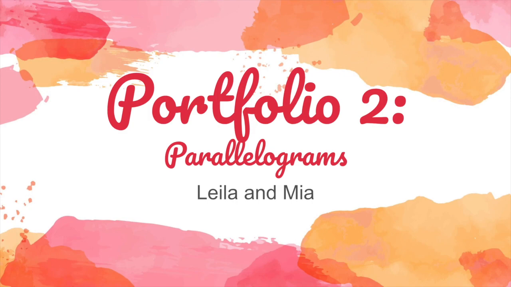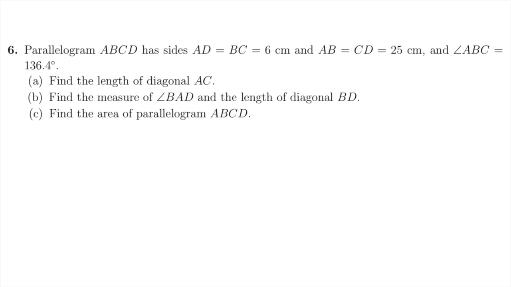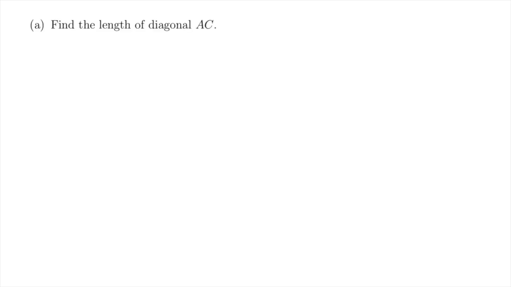Today we have question number 6, which is all about parallelograms. So let's hop right into it. Question number 6. Parallelogram ABCD has sides AD, BC as 6 centimeters and AB and CD as 25 centimeters, and angle ABC is equal to 136.4 degrees. So first I'm going to be tackling part A, which is to find the length of diagonal AC.